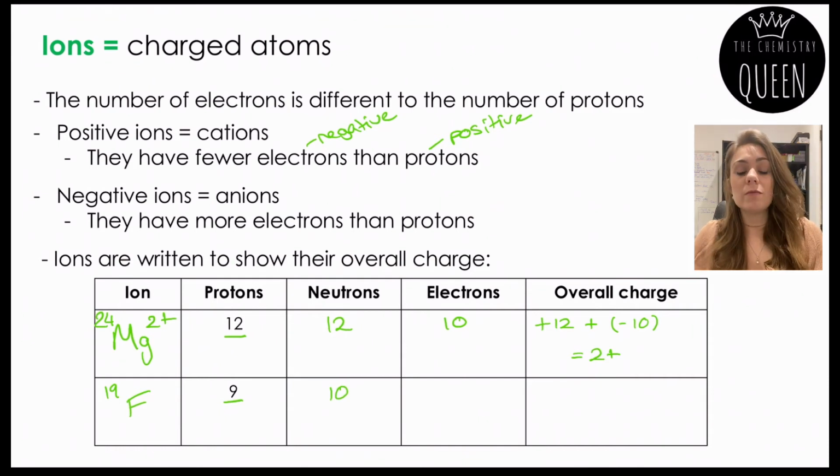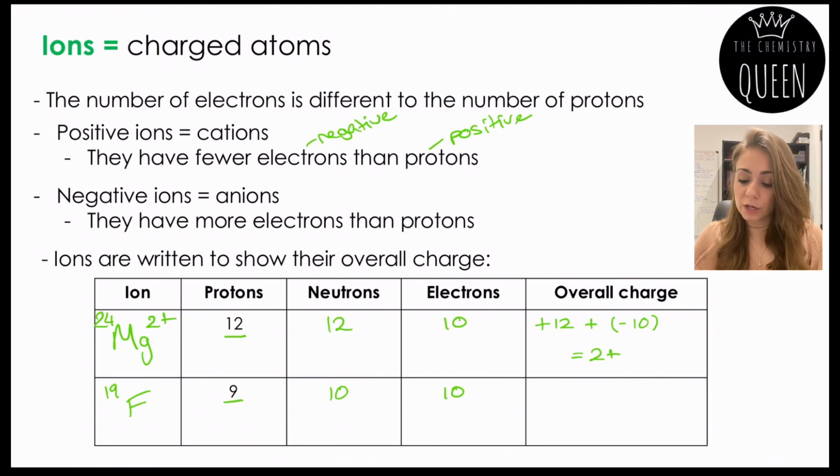Now, when fluorine reacts to form a fluoride ion, it actually gains an electron this time because it's in group 7, it has 7 electrons in its outer shell. So to become stable, it gains an electron. So this time, in fact, the same as a magnesium ion, it will have 10 electrons. So it will have 1 more electron than protons.